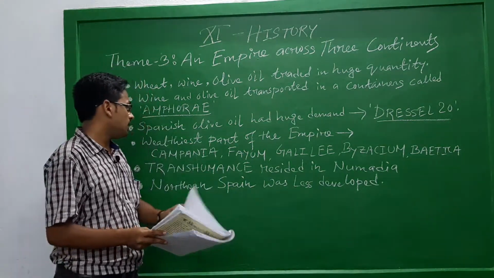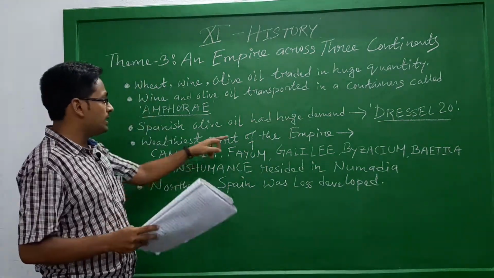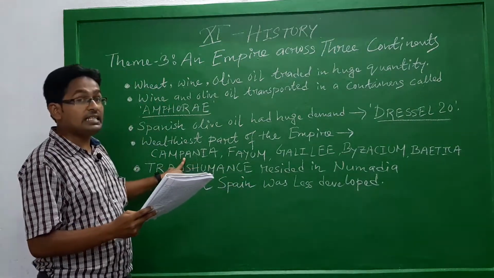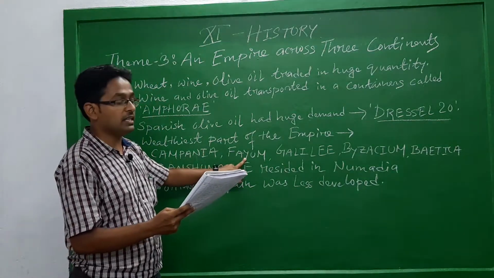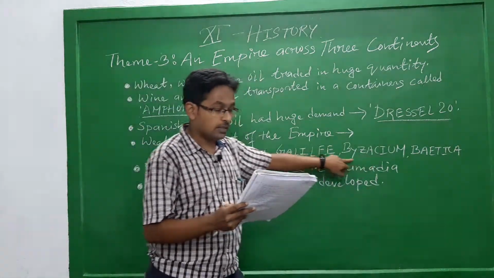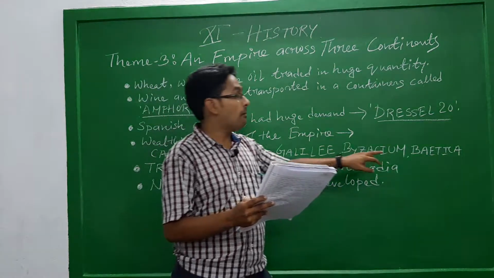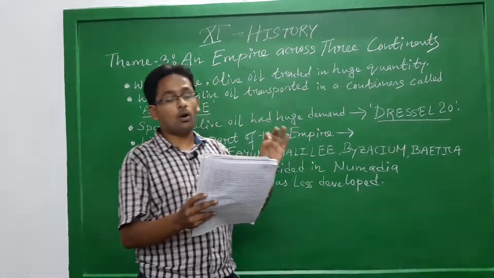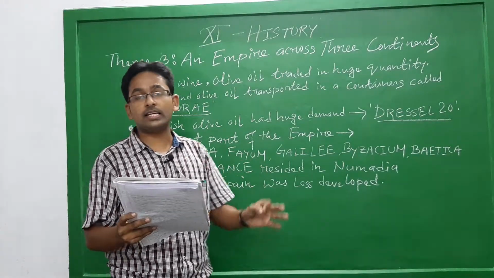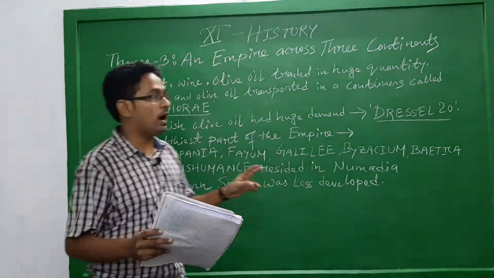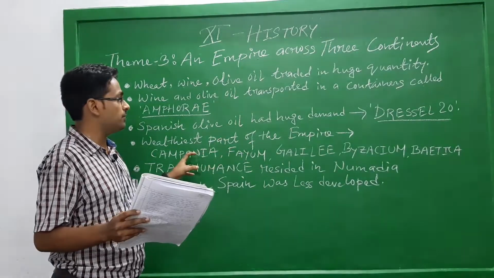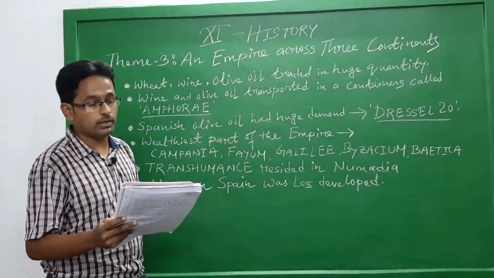Next, the wealthiest parts of the Roman Empire. Campania in Italy, Fayum in Egypt, Galilee and Byzacena in Tunisia, and Baetica in Spain were all among the most densely settled or wealthiest parts of the Roman Empire. You have to remember the names of these different parts.